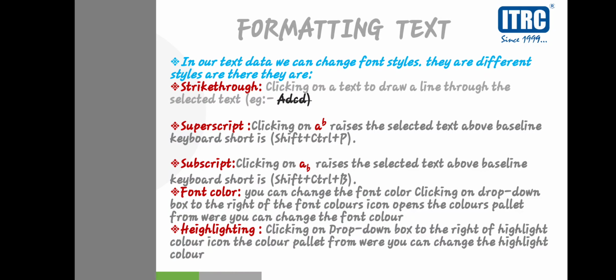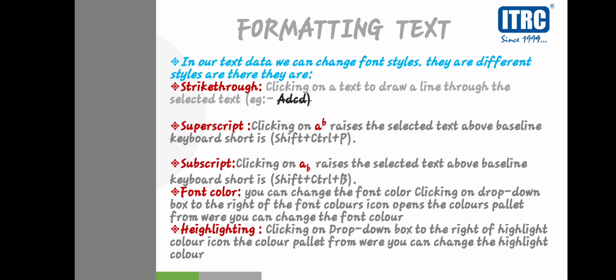Formatting text. In our text data, we can change font styles. There are different styles: strikethrough, superscript, subscript, font color, highlighting. Strikethrough. Click on it to draw a line through the selected text. For example, like this A, B, C, D, like that.